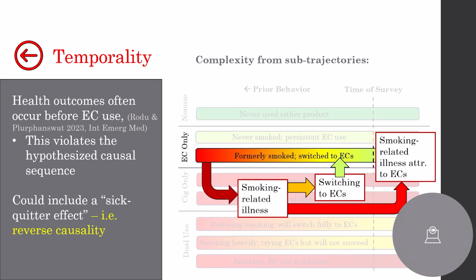Even worse, there could be cases of reverse directionality where the health outcome occurred before e-cigarette use, and there could even be reverse causality, such as a sick quitter effect, where people who developed smoking-related illness were motivated to switch to e-cigarettes because of that illness. And in the analysis, that pre-existing illness is bundled into the e-cigarette use group.